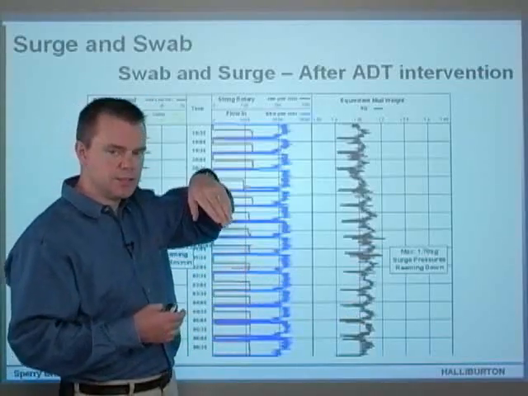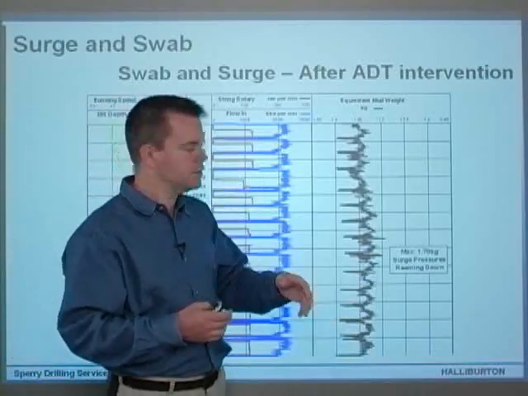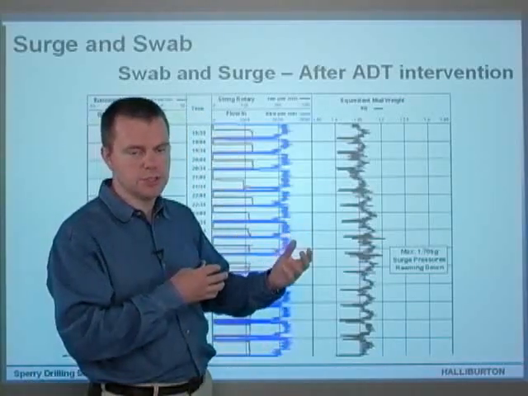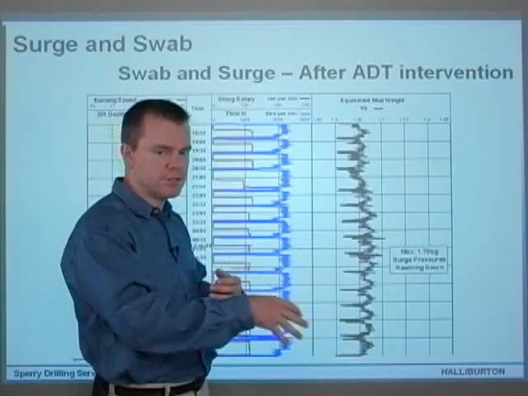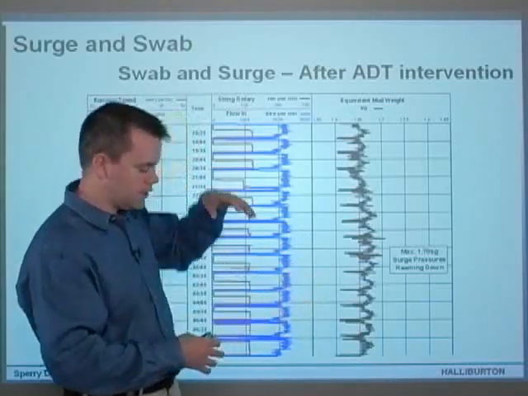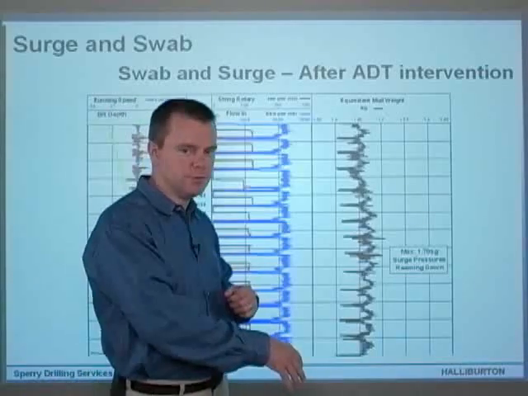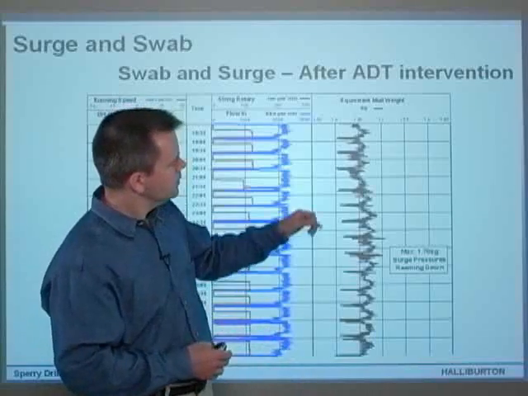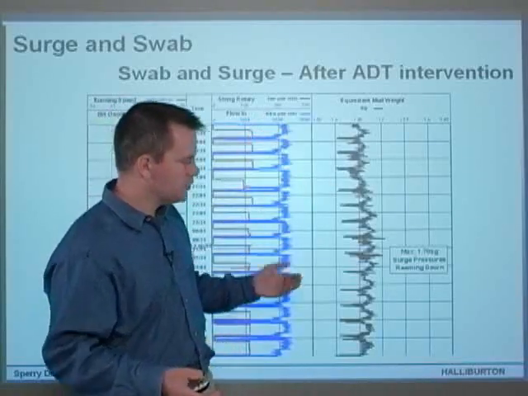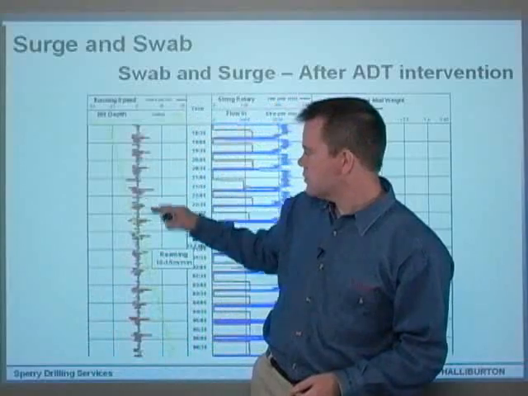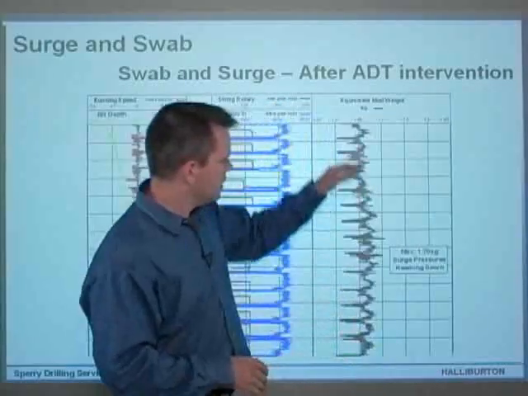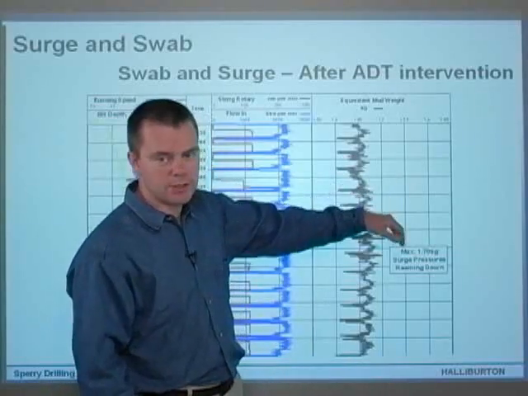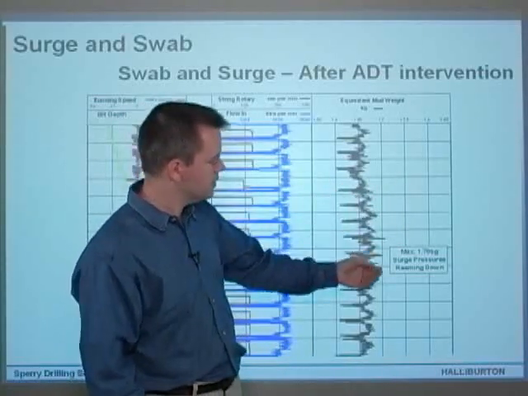Rotating and running in fast is bad practice, because rotation increases your ECD, as we know, and running in fast also increases the surge pressure. So high RPM and high run speed going downwards will give you high surge pressures. Just going in smoothly, the connections are still pretty steady. We're managing to go down there without increasing too high. We're not going to go over the fracture gradient.